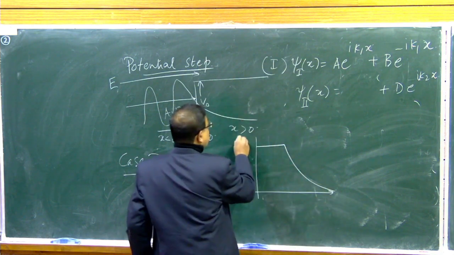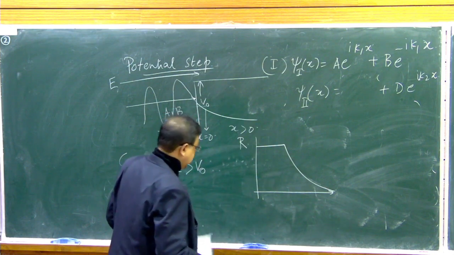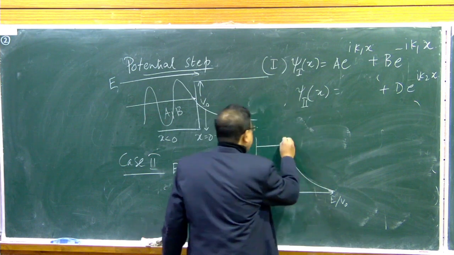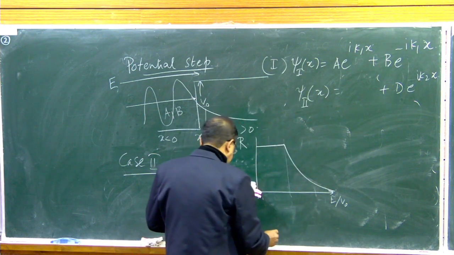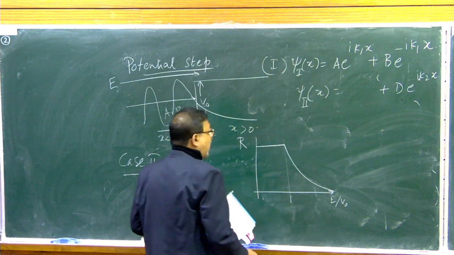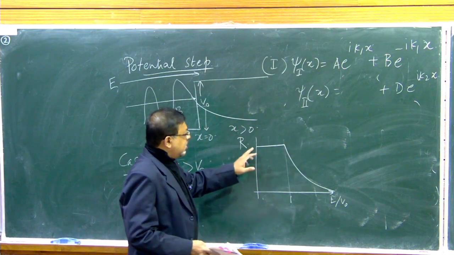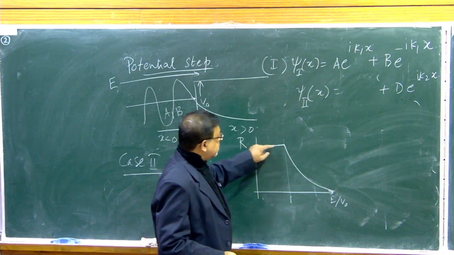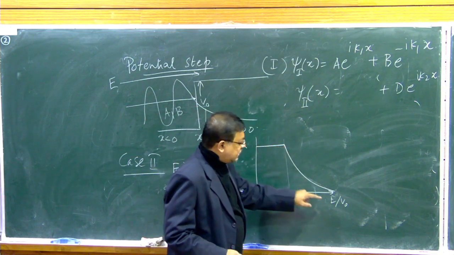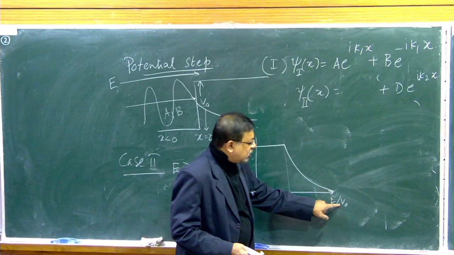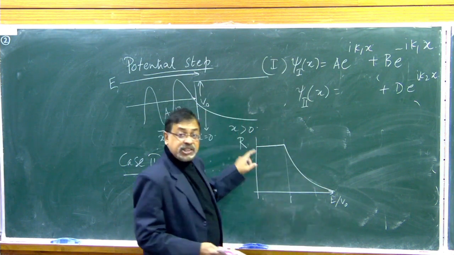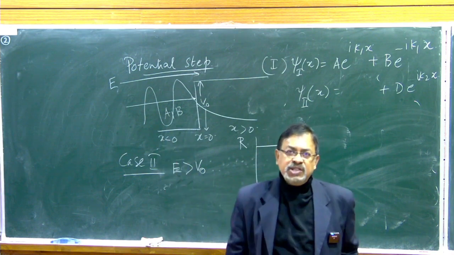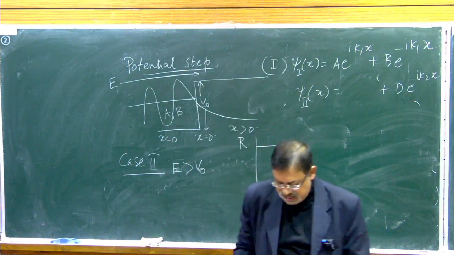I will not do this, but I will let you do it. It just falls like this. This is the reflectance, or the reflection coefficient, as a function of E by V0. This is E by V0 equal to 1. As you increase energy, if E is much greater than V0, the reflection coefficient becomes 0. So the entire particle will get transmitted as E becomes larger and larger than V0.